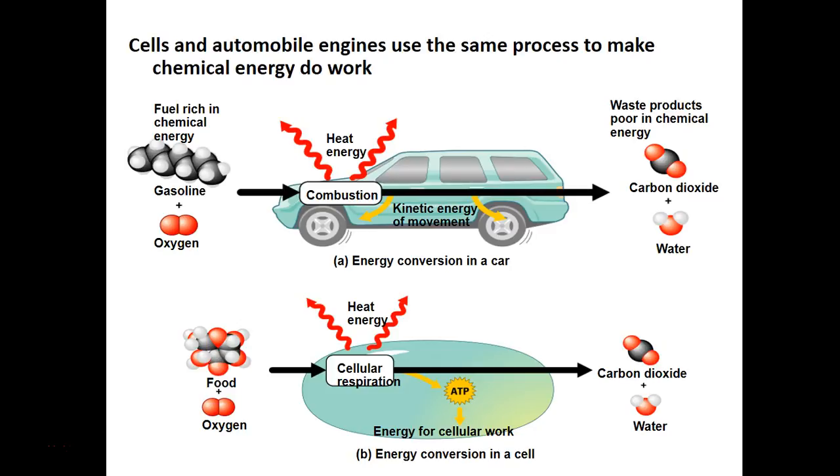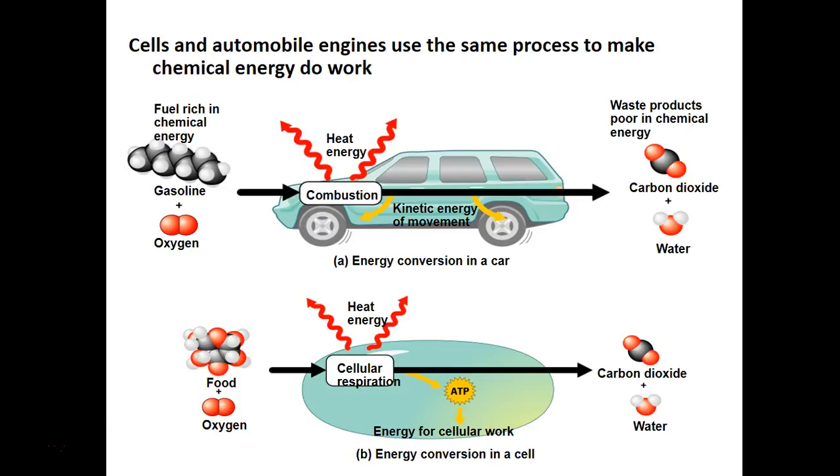Cells and auto engines use a very similar process to make the chemical energy to do work. In a combustion engine in a car, you take fuel that's rich in chemical energy such as gasoline, and you take oxygen, and you release heat energy and the energy of movement when the pistons are moved within the engine. The waste products are carbon dioxide and water.